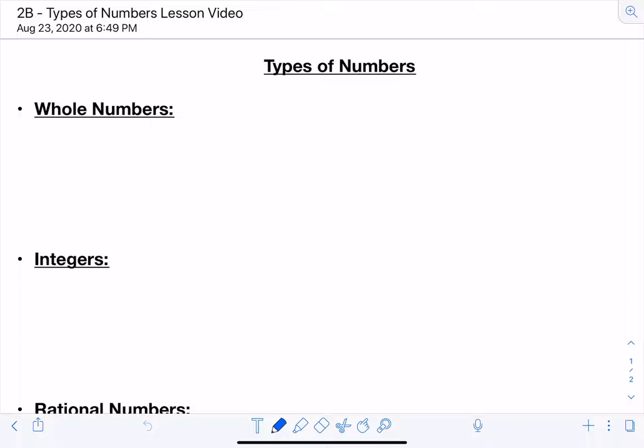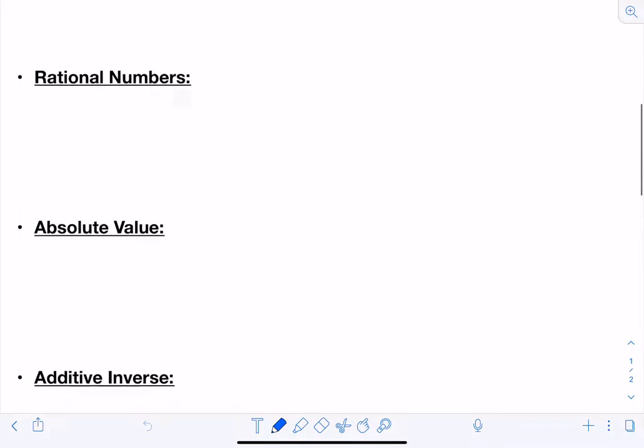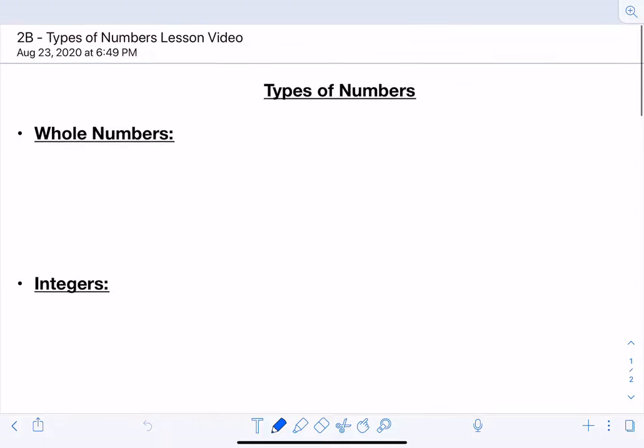All right, so today we're going to be looking at whole numbers, integers, rational numbers, absolute value, and additive inverse. So let's go ahead and get started.